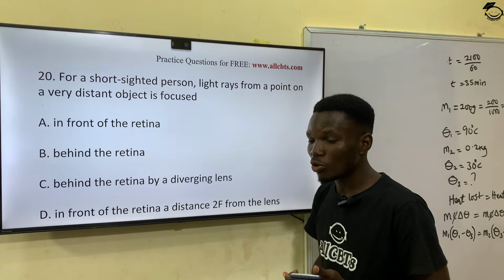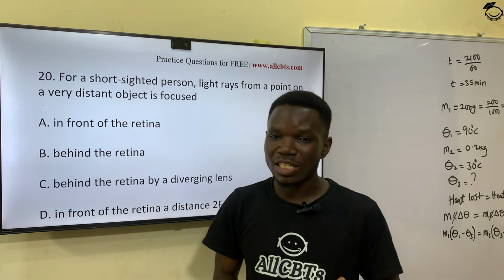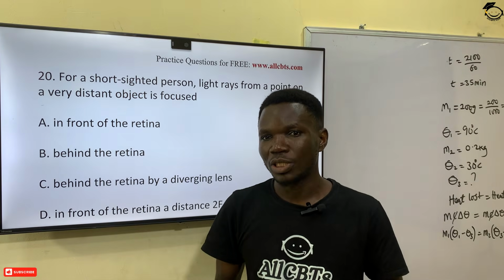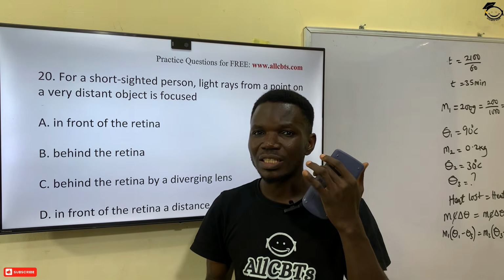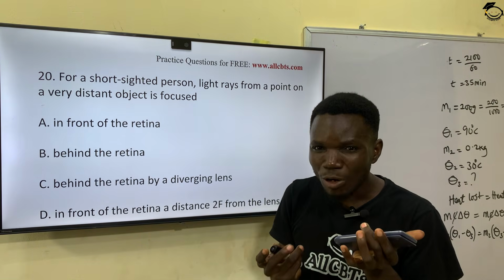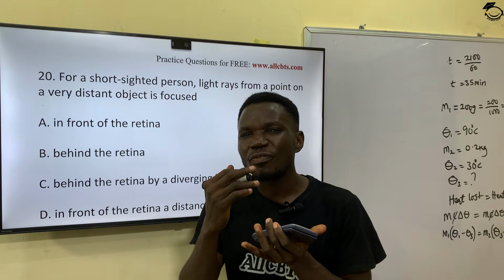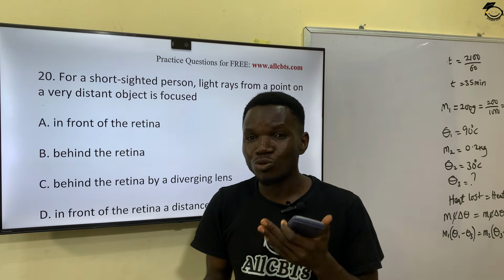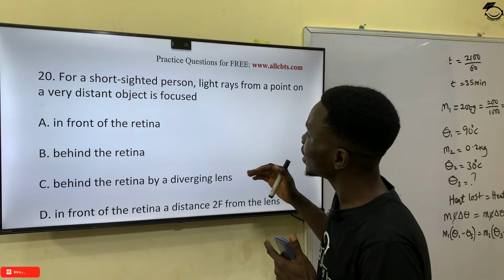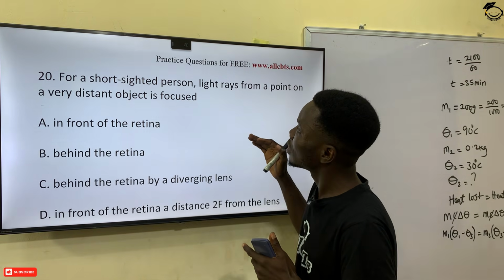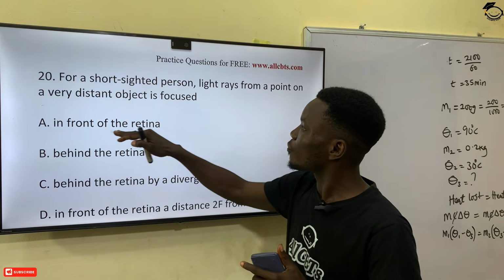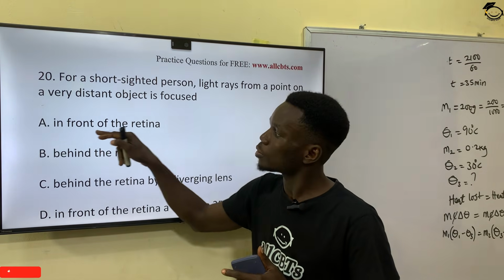So when a person is short-sighted, it means that the person can see close objects, but the person cannot see far-off objects. So if light from a distant object is incident on the eye, the image that will be created will be placed in front of the retina. So it will not get to the retina, hence the person cannot see it. So the correct answer to this question is that the rays of light will be focused in front of the retina, which is option A.